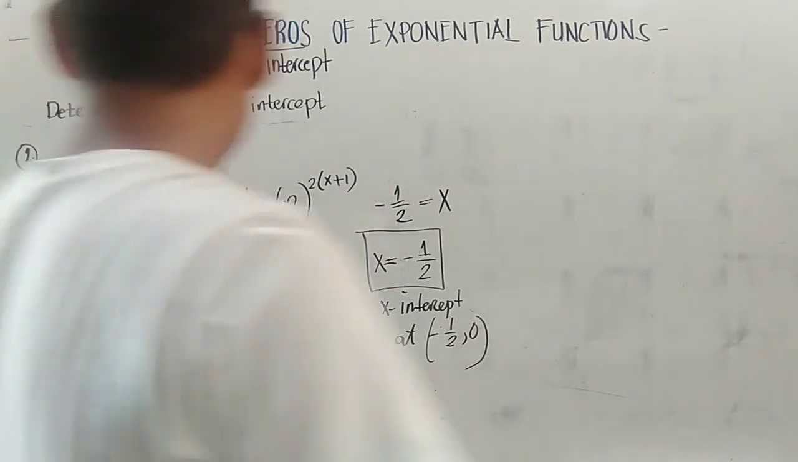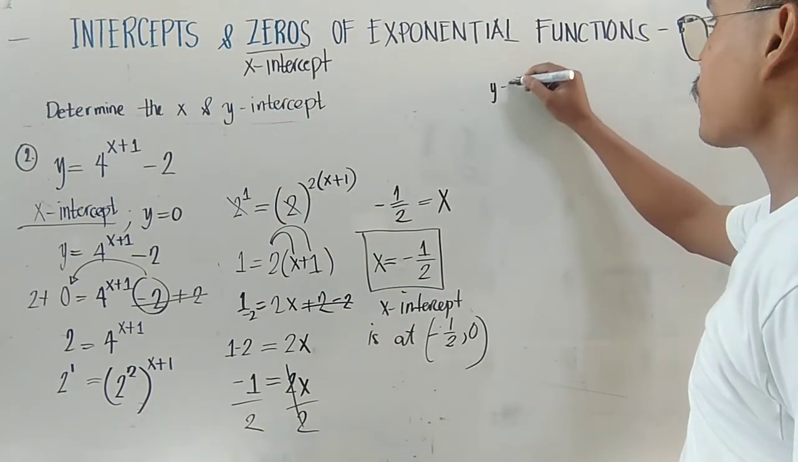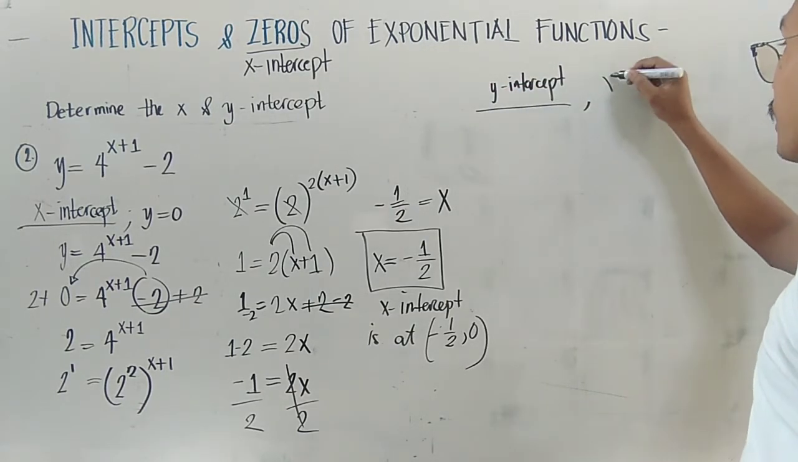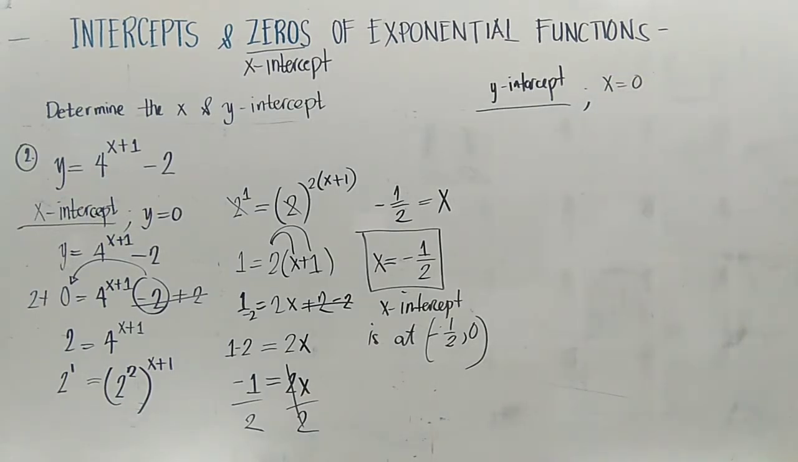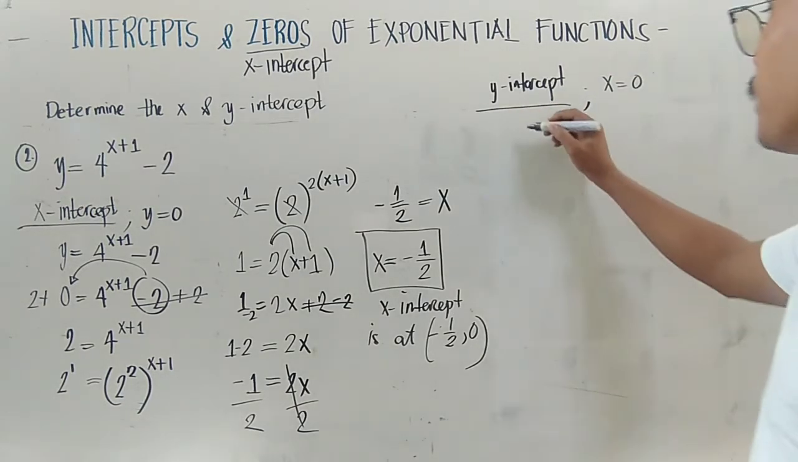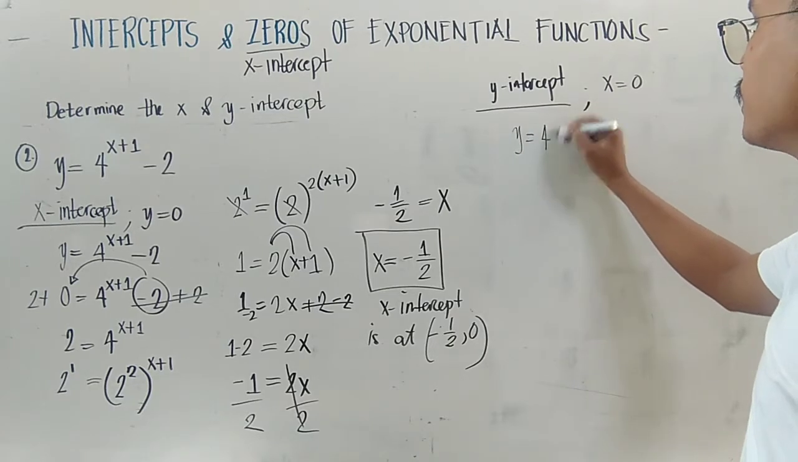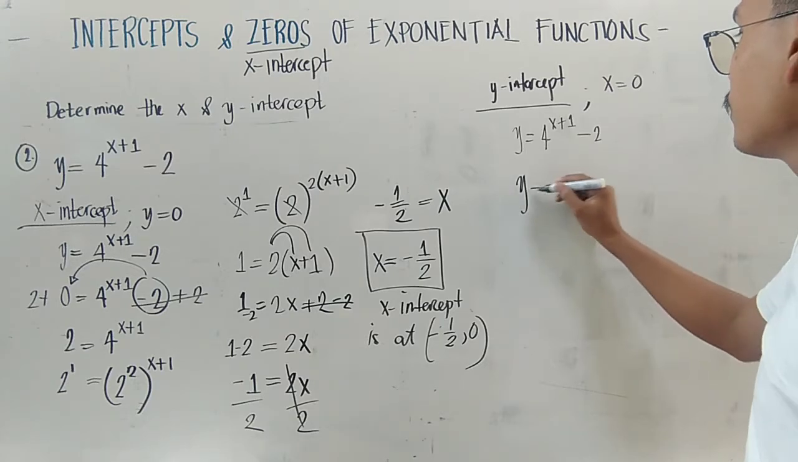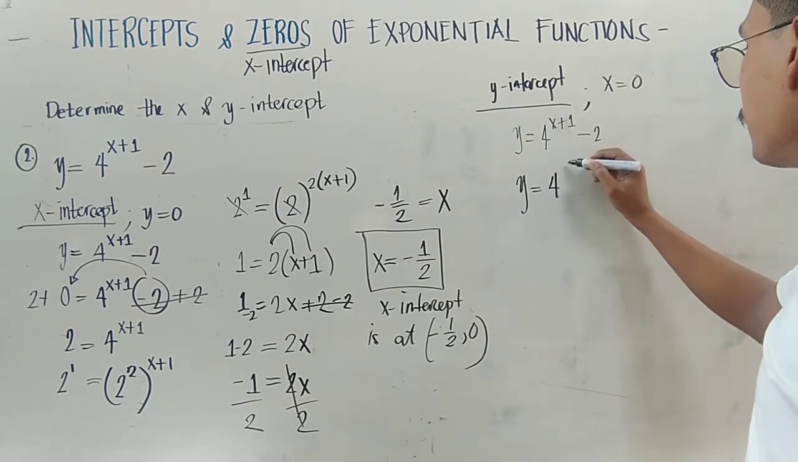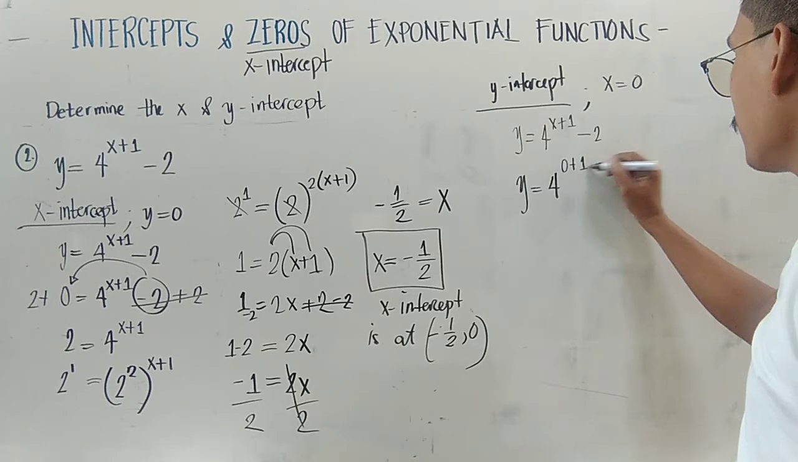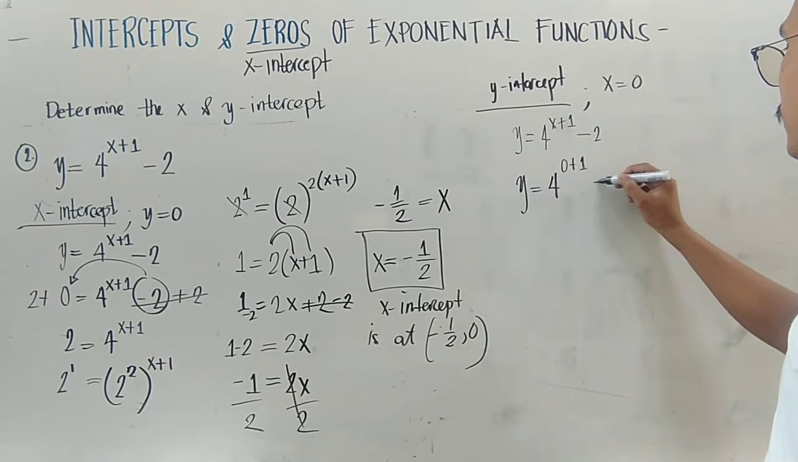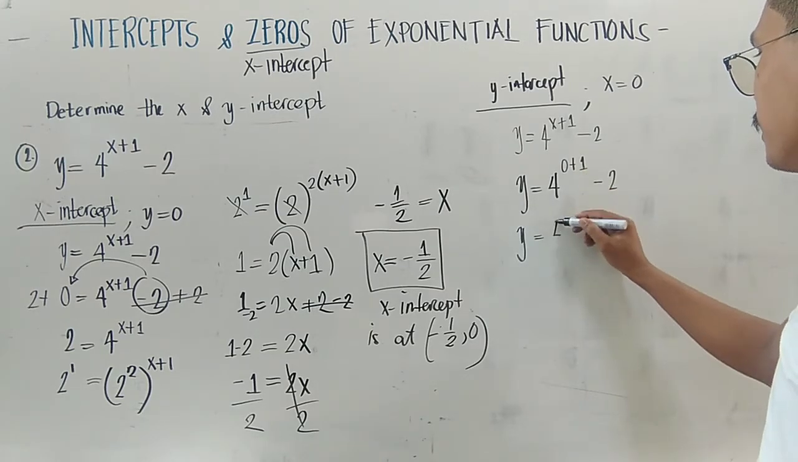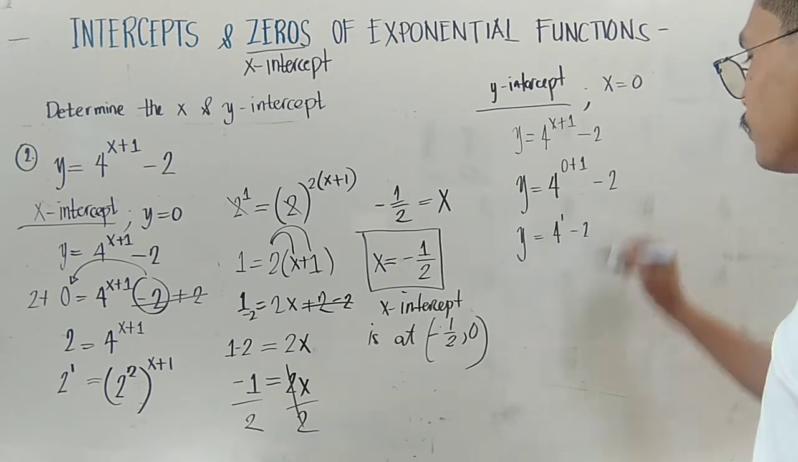Now let us go to your y-intercept. Okay, solving your y-intercept, x should be equal to 0. Then copying your function y equals 4 raised to x plus 1 minus 2. So x is equal to 0. Substituting x equals 0, then we have y equals 4 raised to 0 plus 1, so we have 4 raised to 1 minus 2.